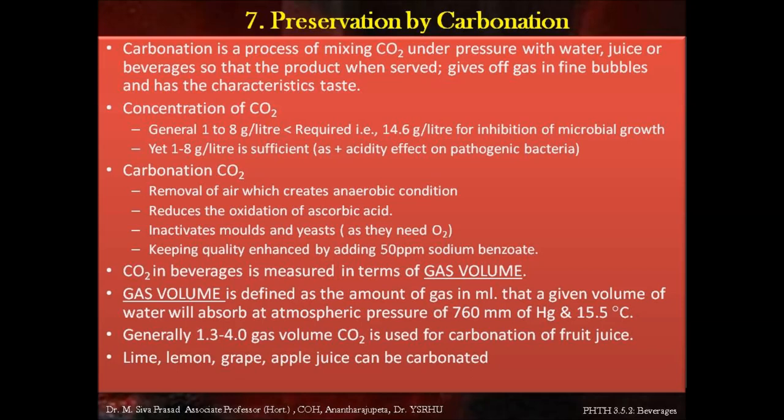Usually for complete inhibition of microbial growth, you need a concentration of 14.6 grams of carbon dioxide per liter of beverage. But it does not require that much in a fruit beverage. Generally it requires only 1 to 8 grams of carbon dioxide per liter of the juice. Why is this? Because of the added advantage of the presence of acid. The acidity of the juice acts as a supplementary effect, helping in prevention of microbes by creating acidic conditions. On top of that, even at 1 to 8 grams per liter, carbon dioxide can carry out its preservative action. So even at low concentration, it is efficient in controlling microbial growth.